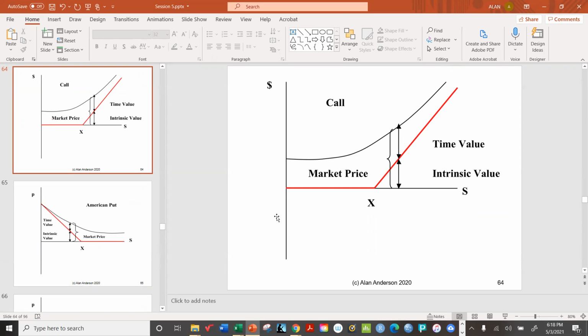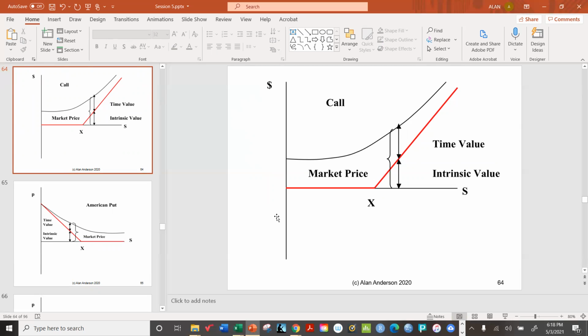So this is a call. And what you can see here is that the red line represents the payoff to the call. It's flat. It has a payoff of 0 all the way up to the strike price. And then after that, the payoff increases on a 1-for-1 basis with the stock price. Fine. Now, the market price, though, is typically higher than for the payoff. And the difference between the two is known as the option's time value.